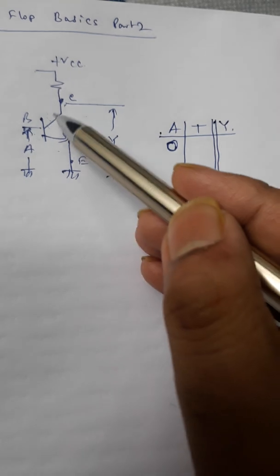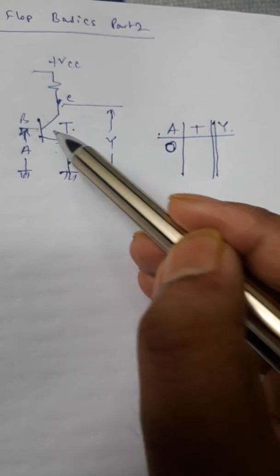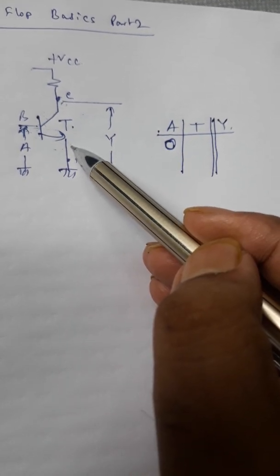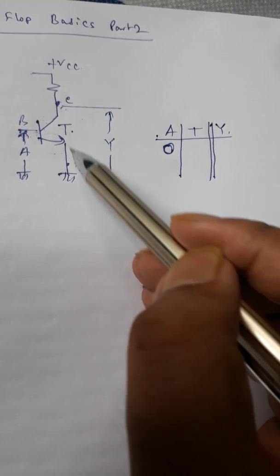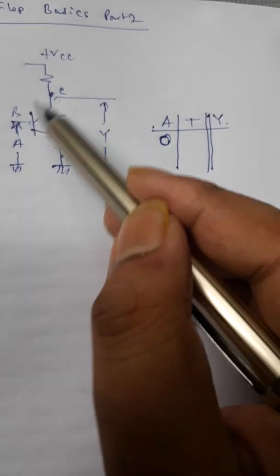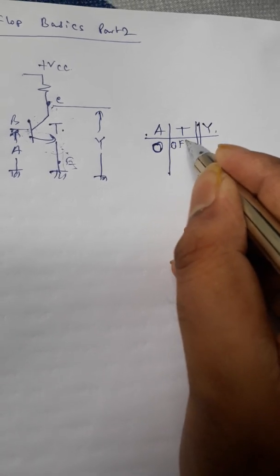Why off? Because see, this is an NPN transistor. Now if you give a 0 input, then this diode and this diode, both the diodes will be reverse biased, and consequently the transistor will not conduct. No current will flow. So this transistor will be in off state. So we can write that the transistor will be in off state.